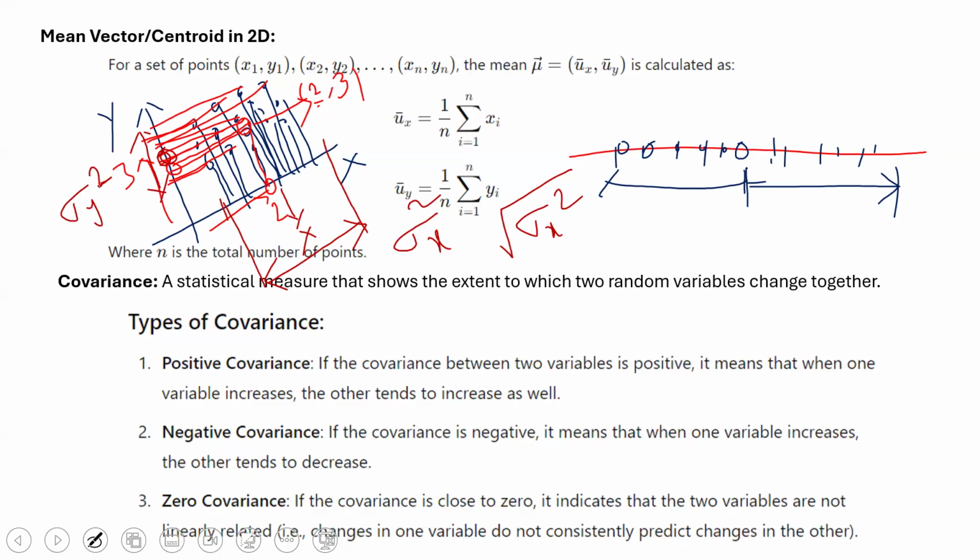But now in two-dimensional space, we also have to understand how the x dimension is influencing the y dimension. How the y coordinate points are changing with respect to the x dimension is what covariance measures. We are trying to understand how the points change: if one dimension is changing, how the points on the other dimension are changing is what covariance measures.